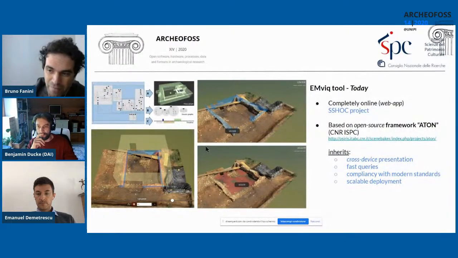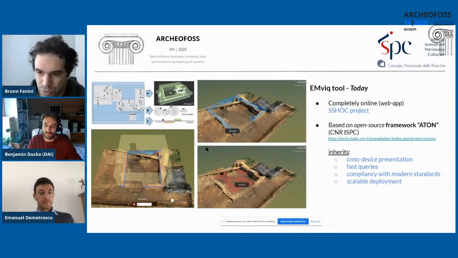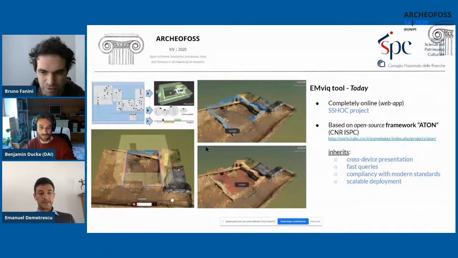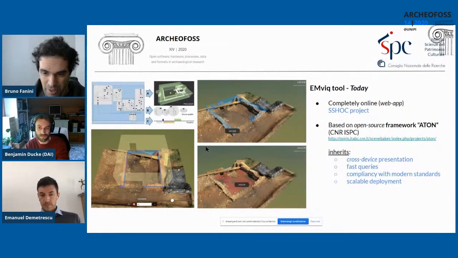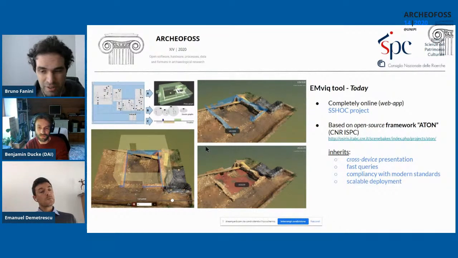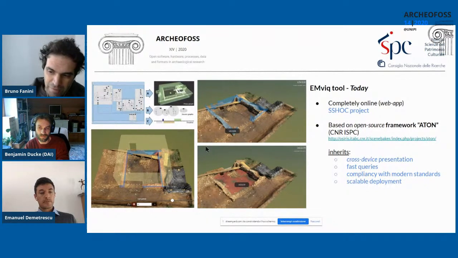So this was yesterday. Today, MVIC is a completely online tool. It's a web application, also developed under the European project SoC. And as Emmanuel was pointing out, it's based on a completely open source framework called ATON that offers several advantages for this kind of application. That means you can just use your browser with no installation required. And thanks to ATON, you have a cross-device presentation.